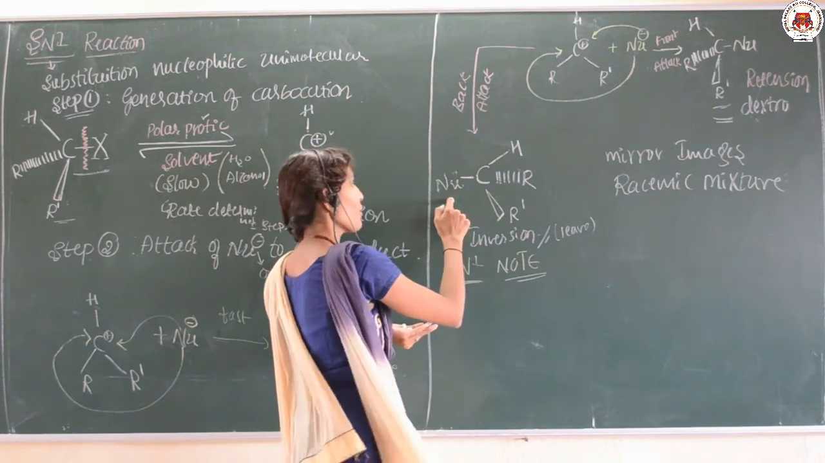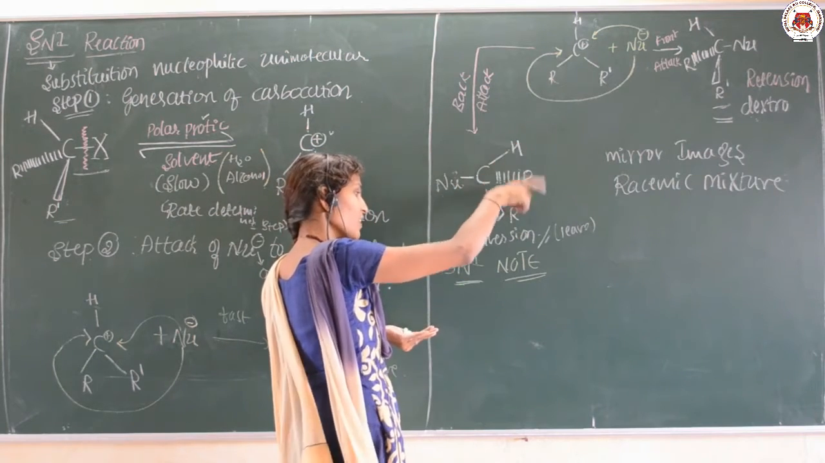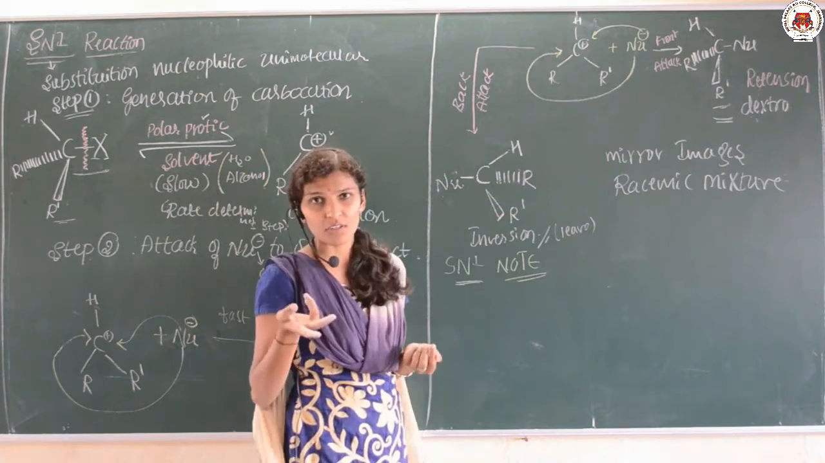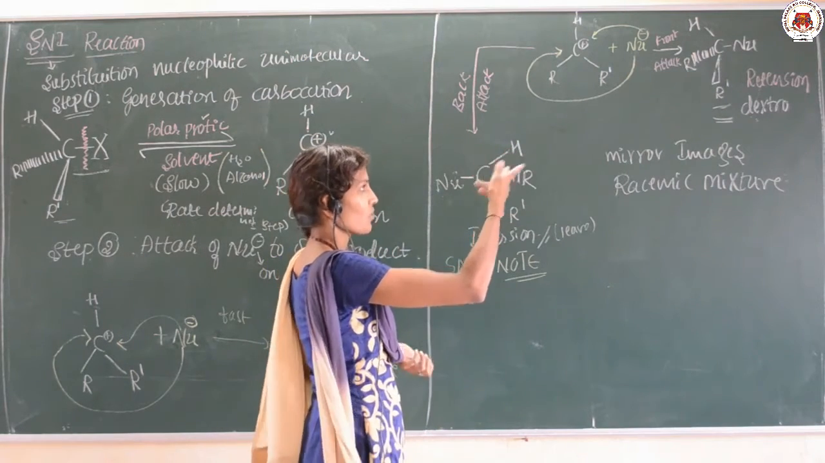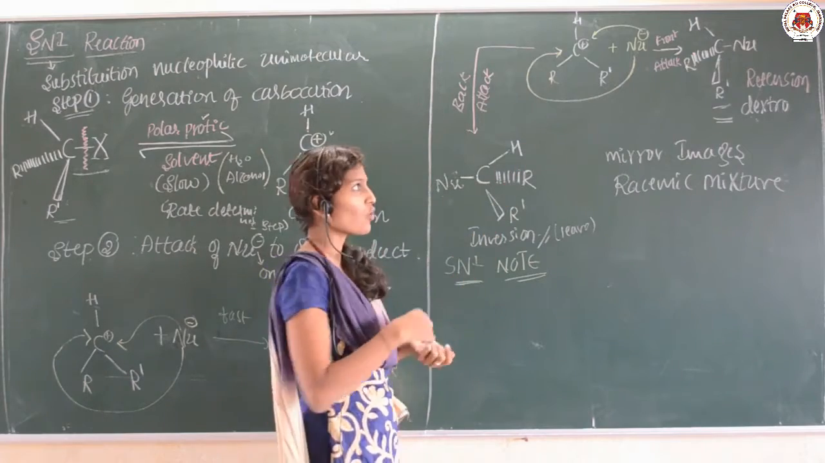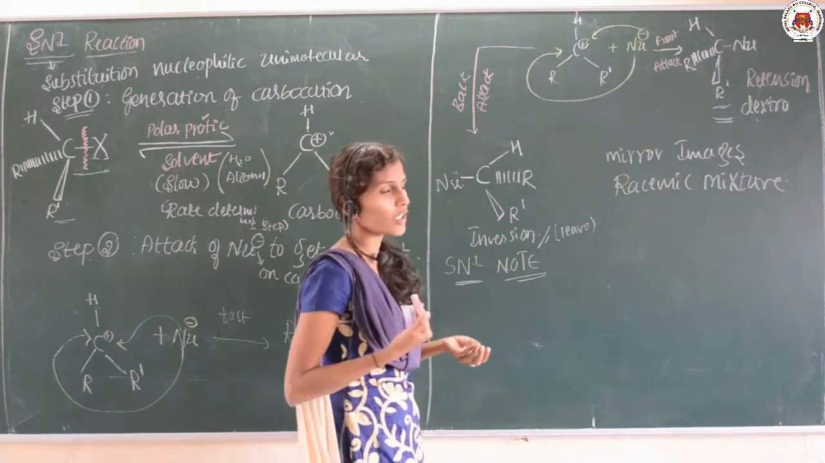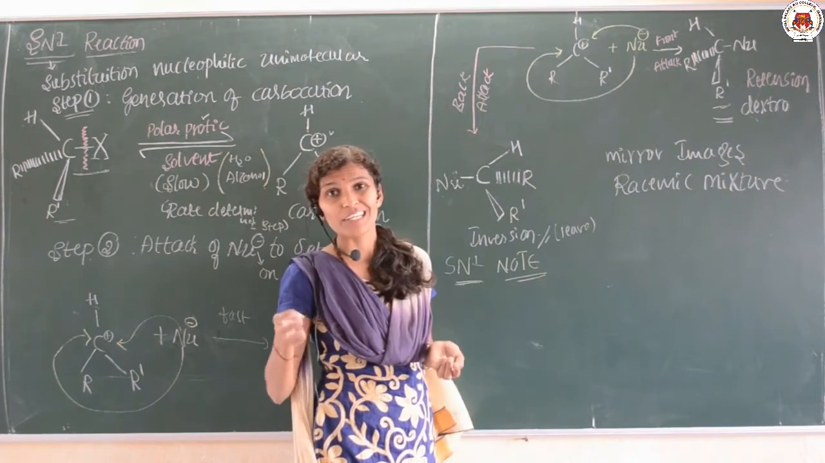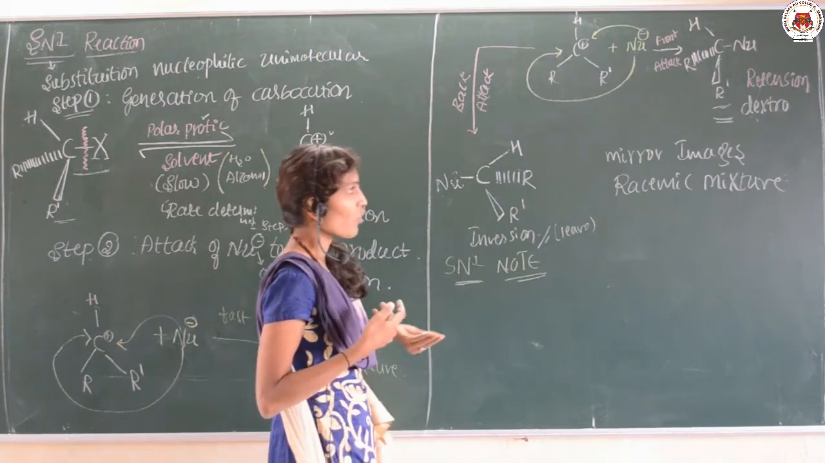So, the nucleophile will attack from the backside, and all these groups are arranged like this. It is nothing but inversion, that I told you in the case of SN2. Here the two products, this is said to be dextrorotatory and this is said to be levorotatory. How exactly I am deciding dextro and levo, I will tell you in further concepts.